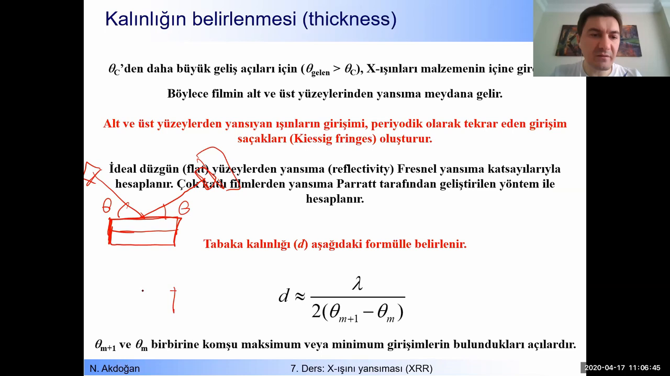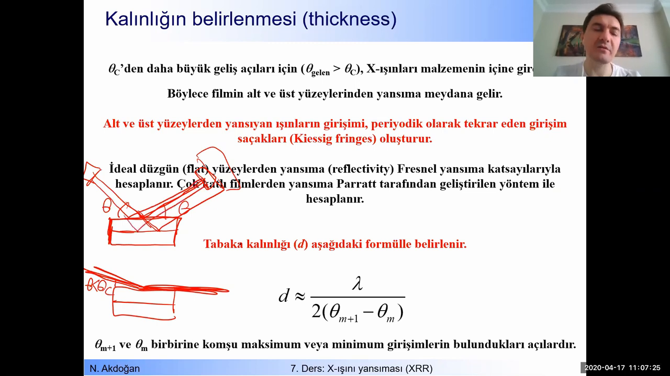For very small incident angle, lower than the critical angle, all X-rays will be reflected from the surface. No one can enter into the material. But whenever you increase the theta above the theta critical, these X-rays will enter into the material. Okay, and they will be reflected from the top surface and also the bottom surface of the material. Like this, you can consider.